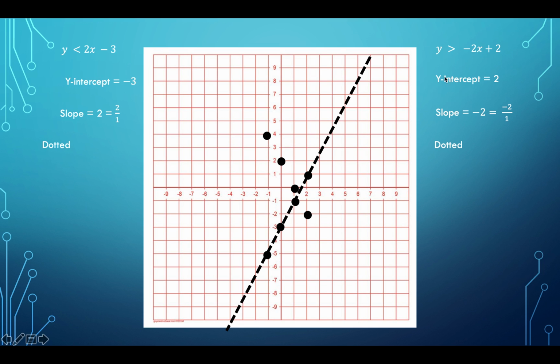And it's going to be a dotted line because this is strictly just greater than. So I'm going to go ahead and draw in my dotted line. Now we got that. So now we have this line over here, which corresponds to this equation, and then we have this line going this way, which corresponds to this equation. What we got to do next is shade each of these lines in separately.